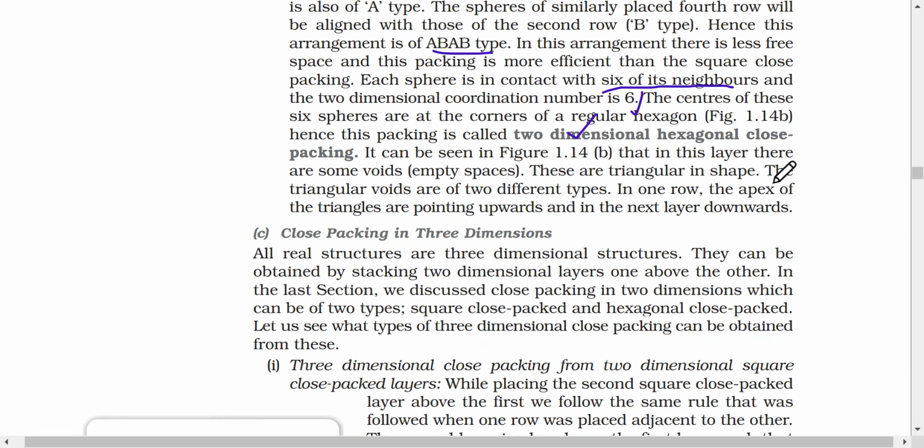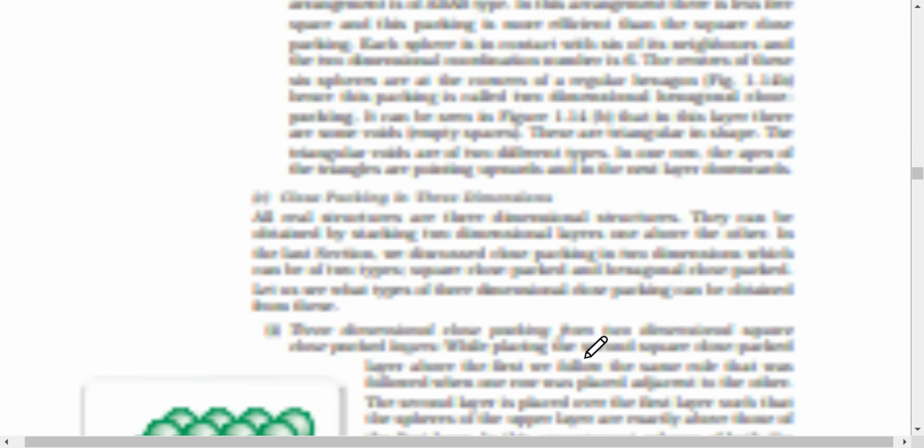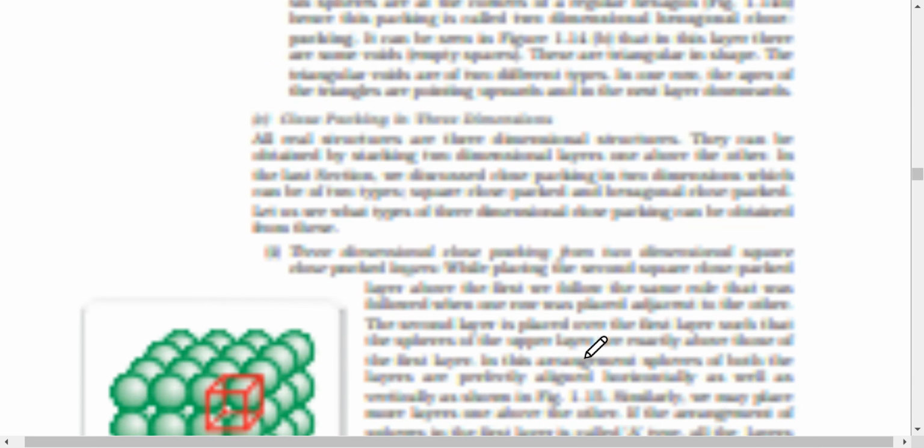In this layer there are some voids or empty spaces. These are triangular in shape. The triangular voids are of two different types. In one row the apex of the triangle is pointing upwards, in the next downwards. Voids are basically empty spaces. अब ये भी कुछ depressions, कुछ ऐसे spaces रह रहे हैं which are to be filled. Fine, उनको voids बोलते हैं. You can see this is one of the voids and this is another one. एक triangle में apex pointing upwards, एक में downwards. Fine, this is about your closed packing in 2D.